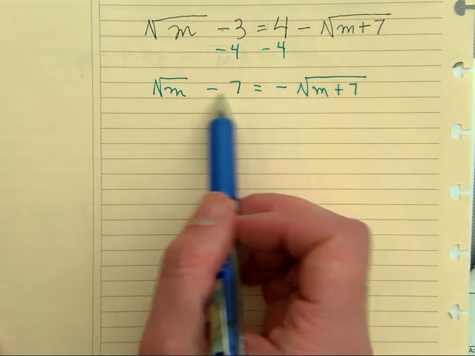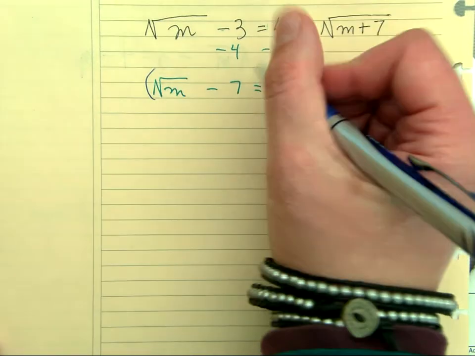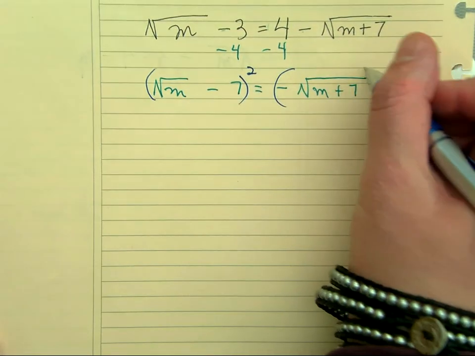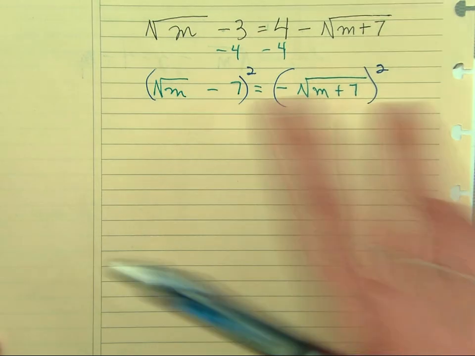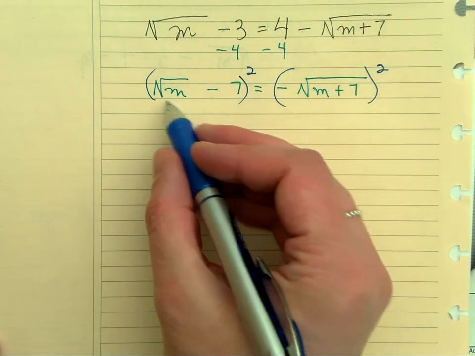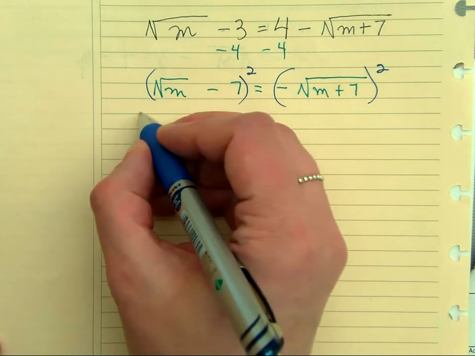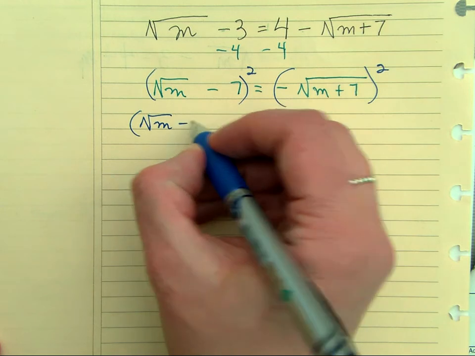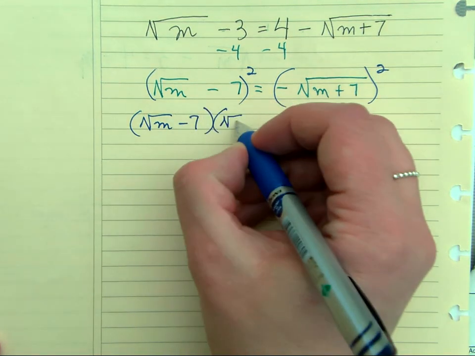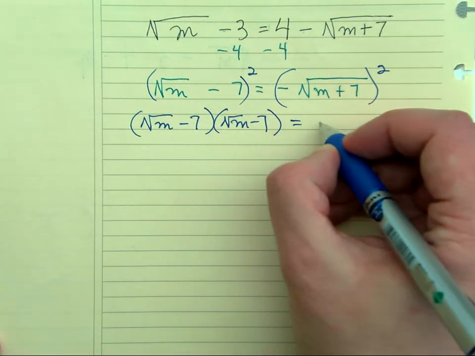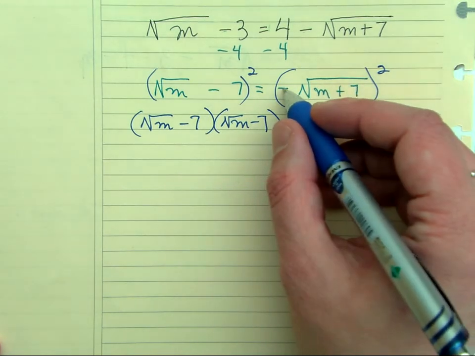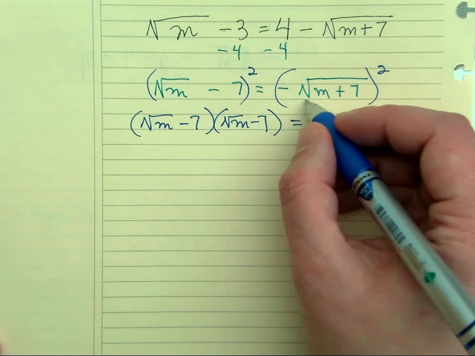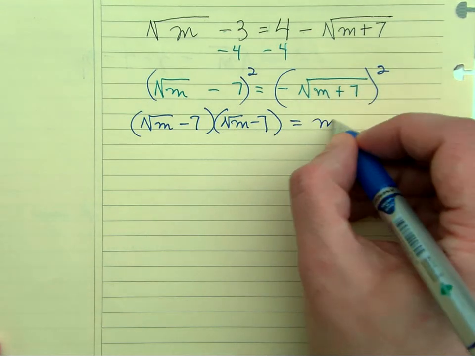I won't entirely clear the radical on this side, because when you square this side you actually have to FOIL. I can do whatever I want so long as I do the same thing to both sides. That's why I'm squaring both sides, so I keep the equality balanced, okay? On this side, maybe it's better to write it out as the square root of m minus 7 times the square root of m minus 7 equals, and then on this side, negative times a negative, since the negative is included, it's gone. And then squaring that square root becomes m plus 7.